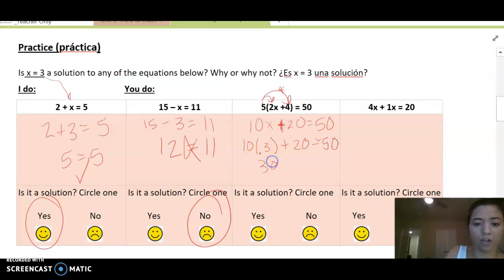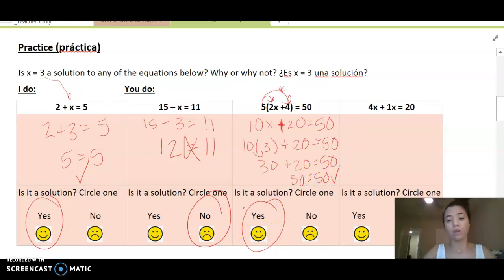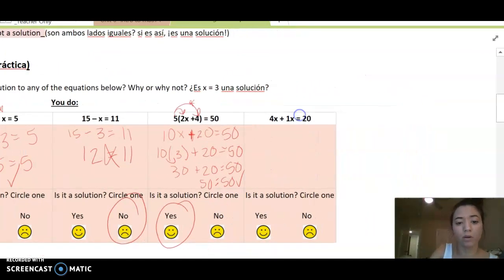We have 30, because 10 times 3 is 30, plus 20 equals 50. Good old PEMDAS there. Multiplication comes before addition. 50 equals 50. So yes, that is true. Now let me just show you. So I distributed. You didn't have to.